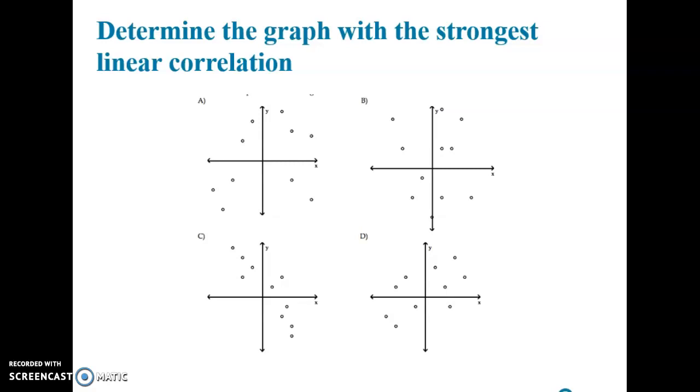Think you got it? The answer is C. It has the strongest linear correlation, and it'll be a negative relationship because as X increases, your Y values are decreasing. D has a positive linear correlation, and I would say that A and B wouldn't have a linear correlation. So their R values would be closer to 0. So we might say for A, we might have R equals 0.1 or 0.2, and B might be similar.